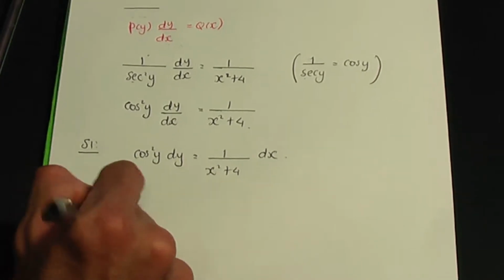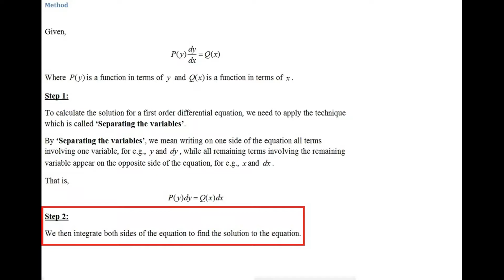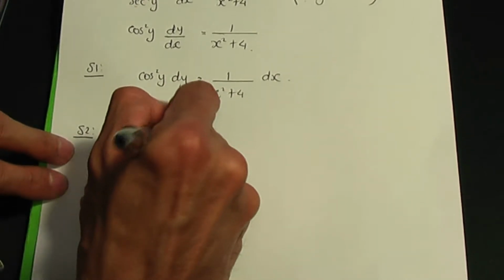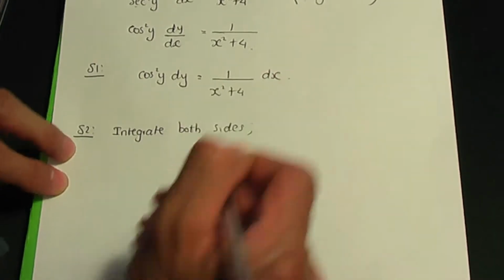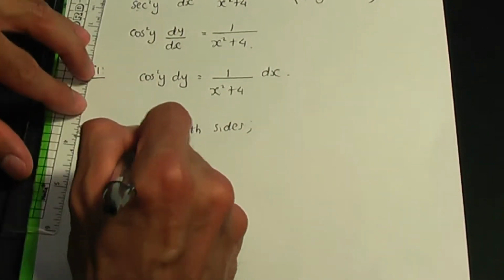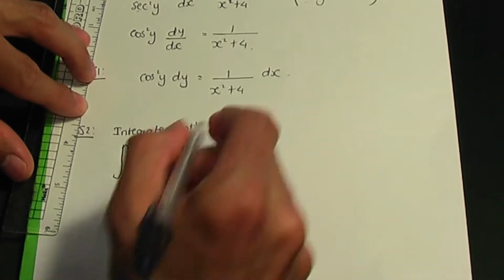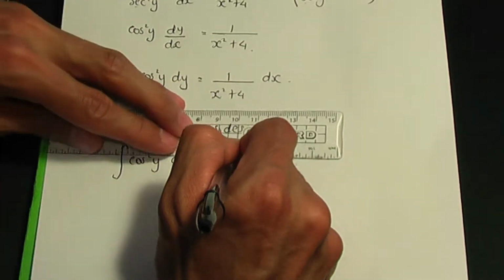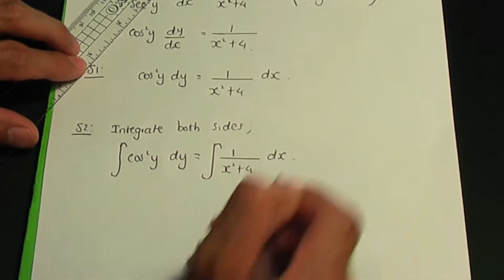So step number 2, the next step. Back to the screenshot quickly: integrate both sides to find the solution. If we integrate both sides, we need to integrate cos squared y with respect to y, and we also need to integrate the right hand term, 1 over x squared plus 4, with respect to x.